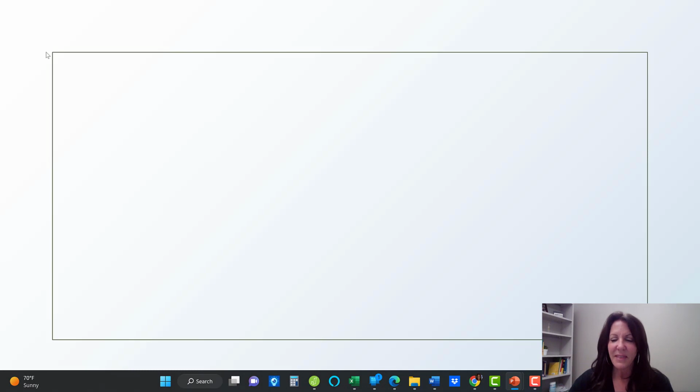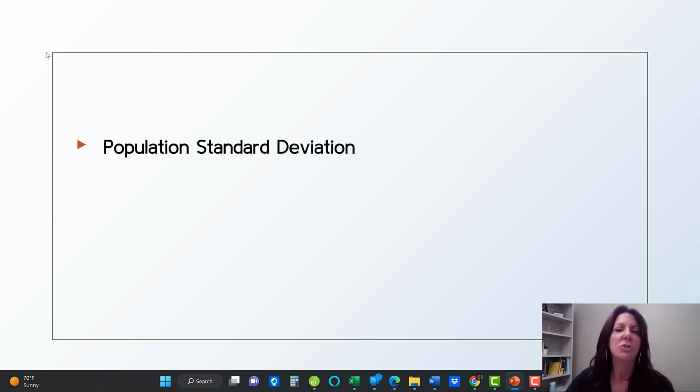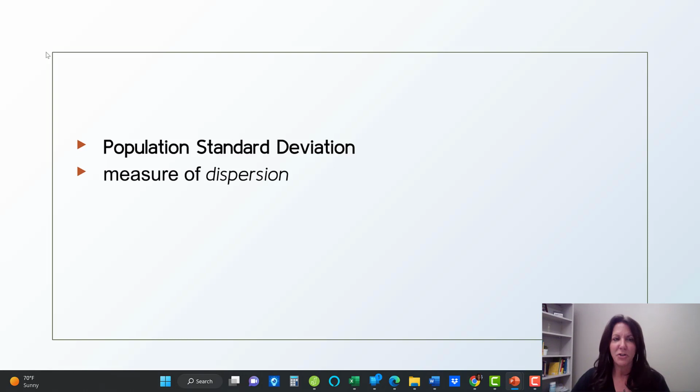The next thing that we're going to be talking about in this presentation is population standard deviation. We had variance. That's one way of describing how scores vary from the mean. But we also have something called population standard deviation. It's also a measure of dispersion, of how scores spread out from the mean.